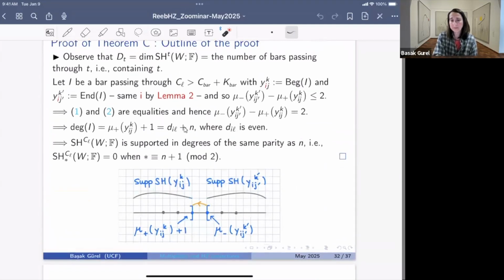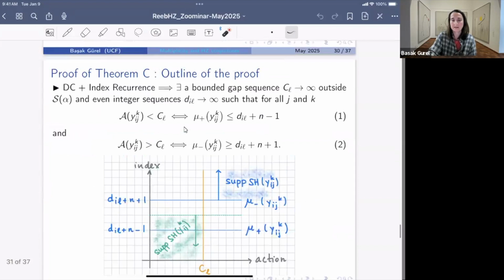So with beginning y_{ijk} and ending y_{ij'k'}, these i's are the same by lemma 2. And notice that the beginning of this bar will have action less than c_L and the end will have action bigger than c_L, which is precisely when I can apply these inequalities.